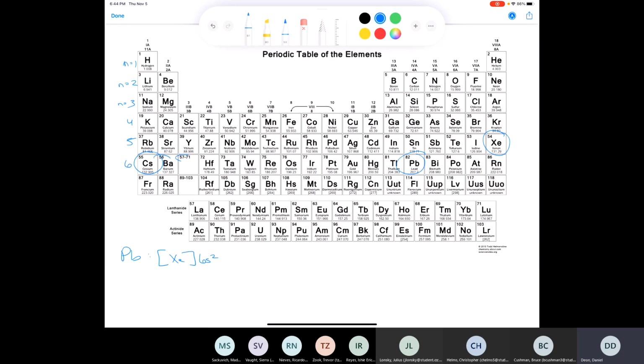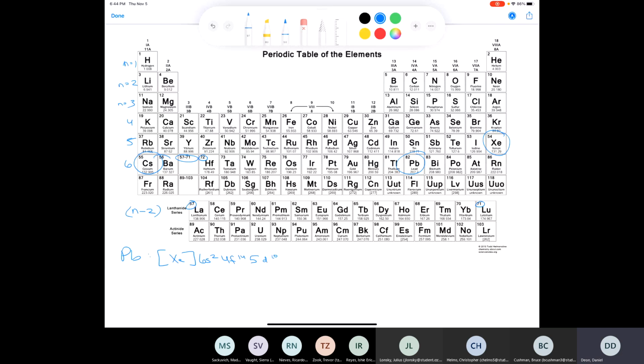Then we go to elements 57 to 71 down here. Remember that with the lanthanides and actinides, you take n and you subtract 2. So this is going to be 4f14. Then we go to the d's. We go from 72 up. So we have a total of 10 d electrons. So we're going to have 5d10.